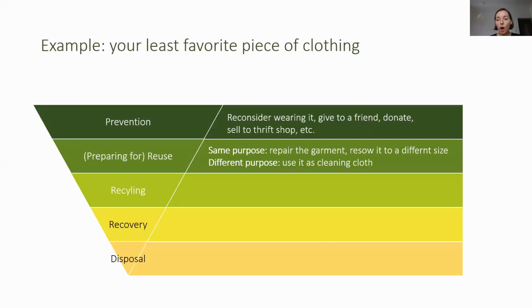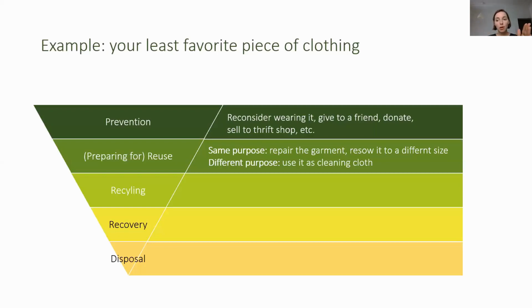So there you would have a higher benefit. If, for example, there's a hole in this piece of clothing, you could then see, okay, can you stitch it, or can you resew it to a different size so that it can still be worn as a piece of clothing? So here we often make the distinction between same purpose or different purpose.